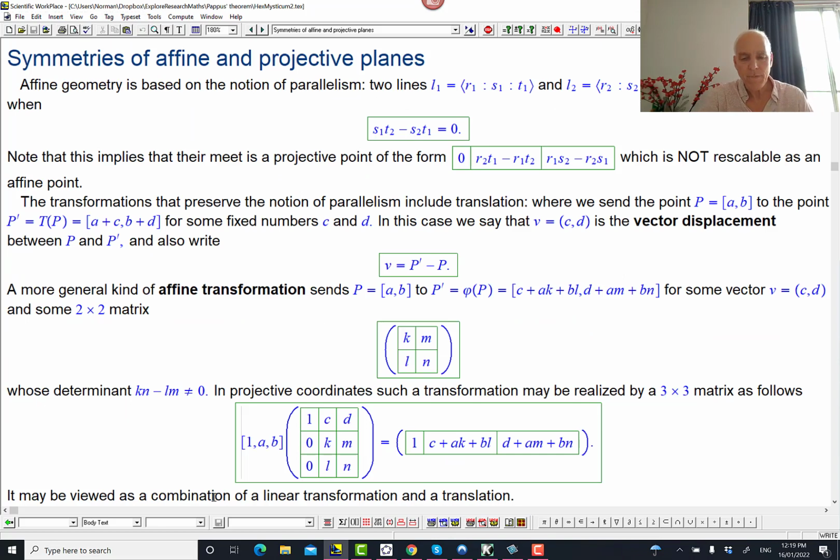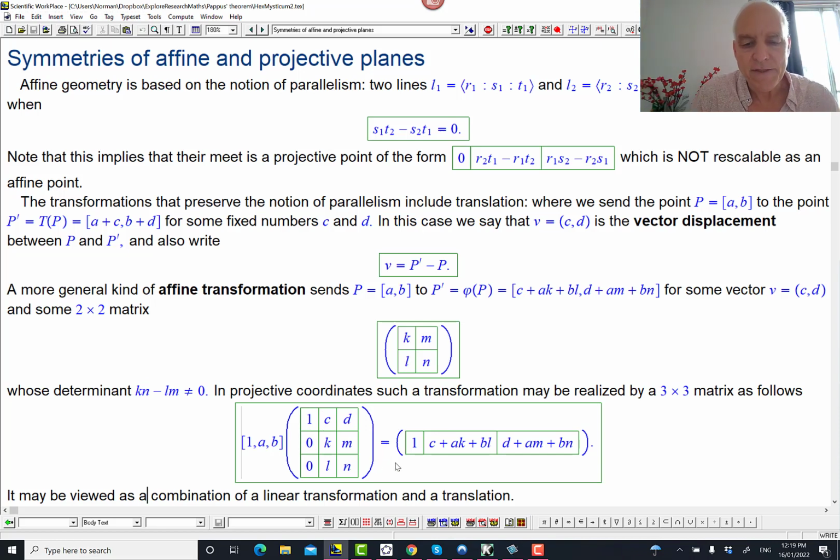Now, when we go to projective coordinates, so instead of looking at a point as being a pair of numbers, we go to this larger picture where we're embedding affine points as triples of numbers starting with 1. Then we can realize such a transformation, this phi here, in terms of a single 3 by 3 matrix. And this was a very powerful idea, which unfortunately many undergraduates don't learn about.